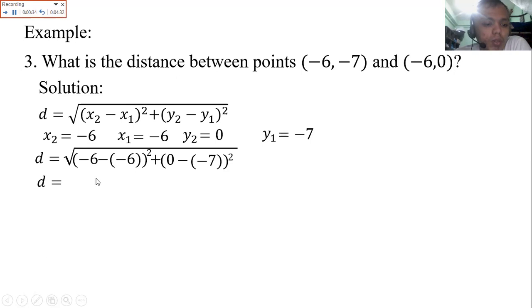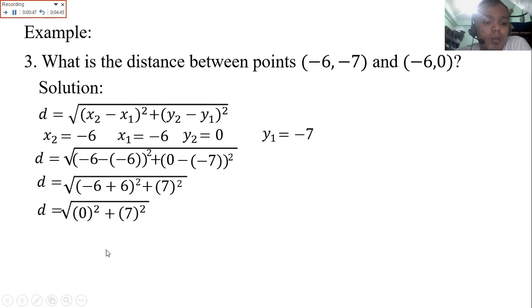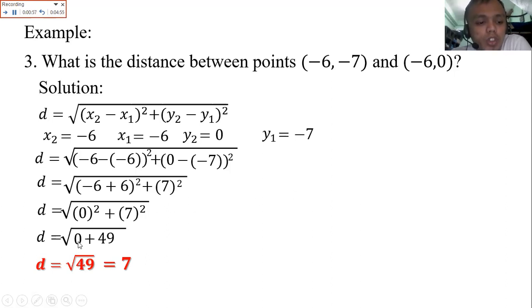So it becomes negative 6 plus 6 squared, plus 0 minus negative 7, or 0 plus 7, which is 7. So we have 7 squared. Negative 6 plus 6 is 0, plus 7 squared, that is 49. So the square root of 49 is 7. Therefore the distance is 7 units, because 0 plus 49 is 49, then the square root of 49 is 7.